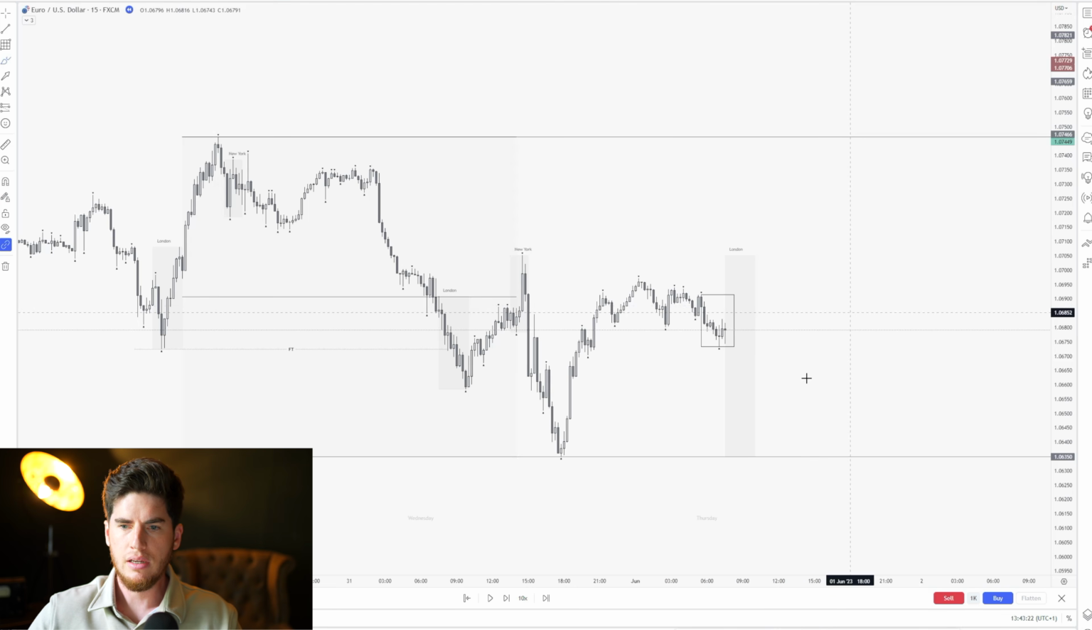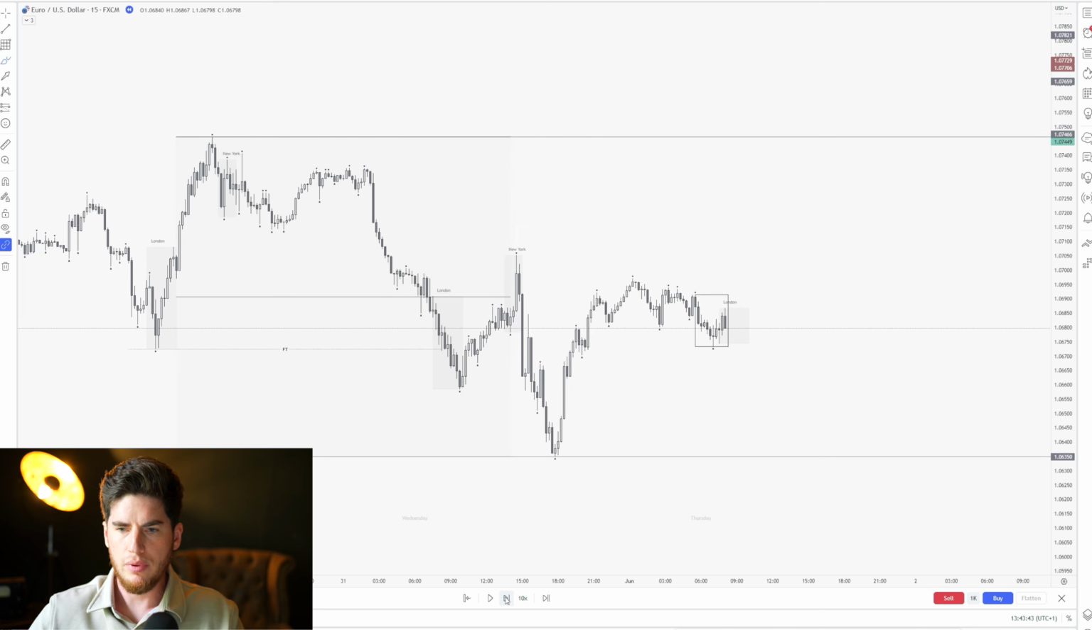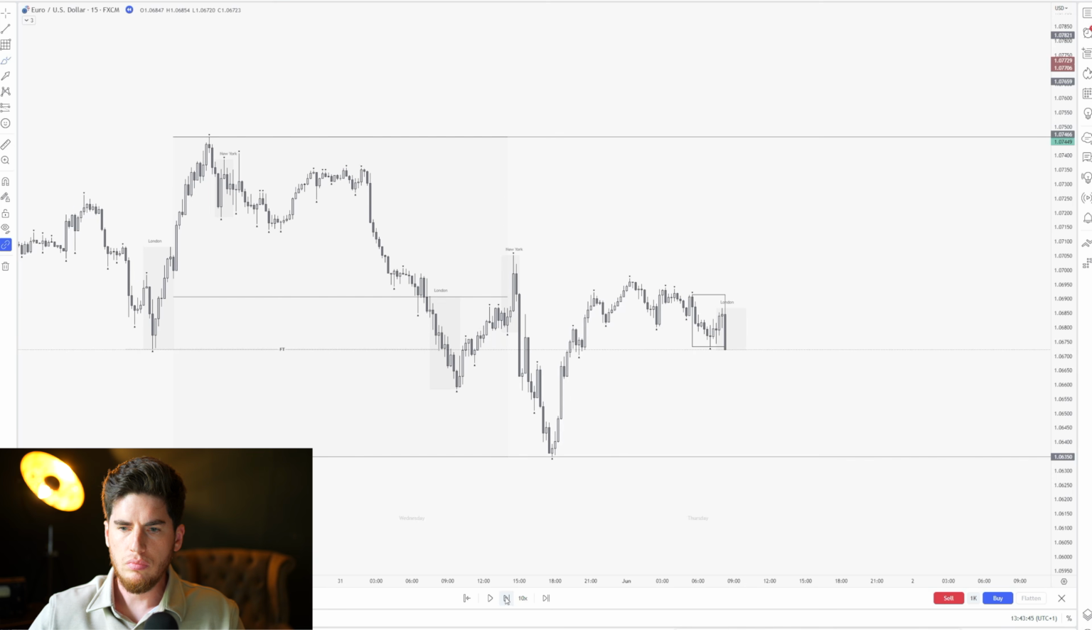Now, what do I need? I need either a 15-minute range sweep inside London or a most recent fractal sweep inside London. Now, seeing as the most recent fractal is also the range low, it's essentially the same thing. It's like a double whammy. It's like a double bonus, right? So let's just see what happens. I'm pretty sure we get a sweep like we do there. If we just move this range box to the right so you can see.